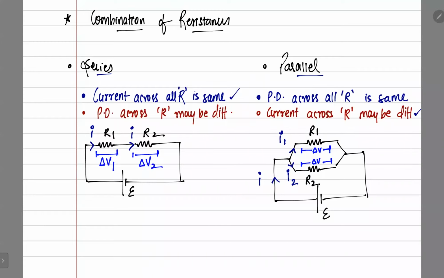So how do you identify whether the combination is series or parallel? In series, the current through all the resistances is the same. The potential difference may not be the same; it can be different, delta V1 and delta V2. Whereas in parallel, the potential difference across all the resistances is the same. However, the current can be different.